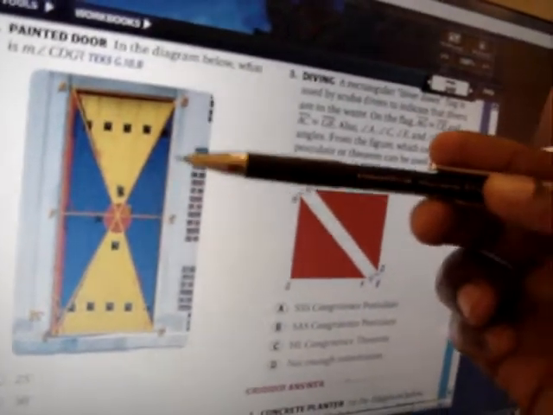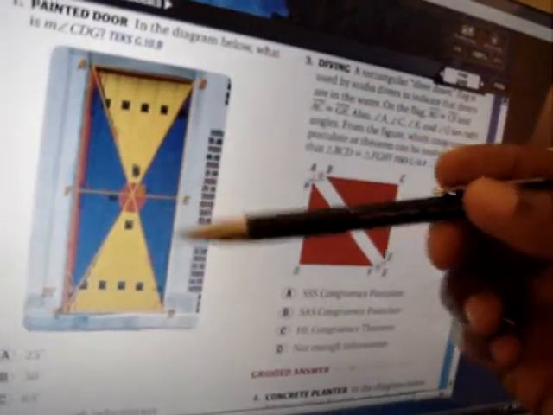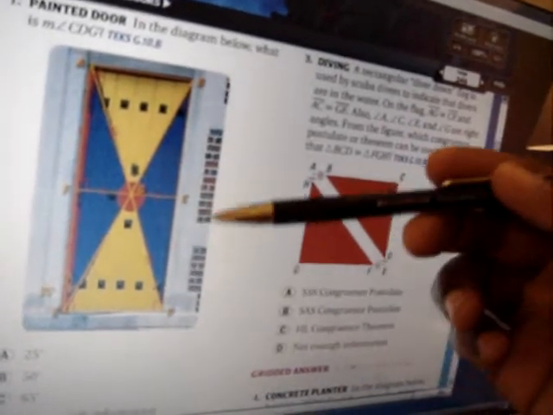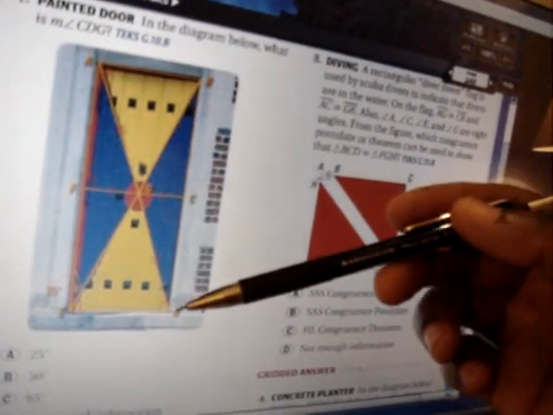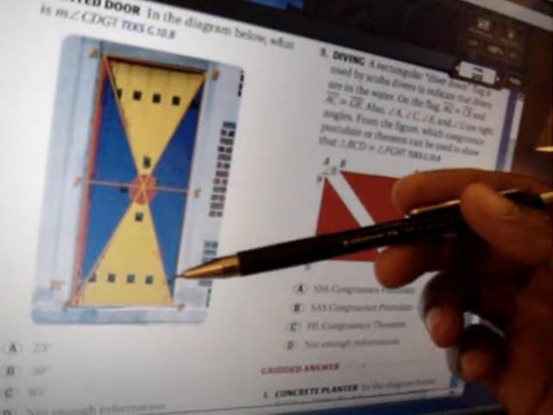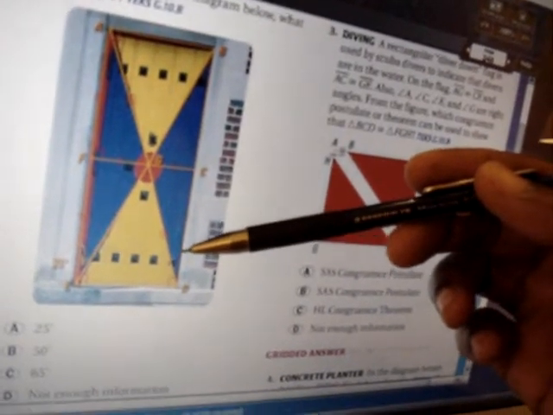Rachel, I found a quicker way to solve this problem. You are supposed to find this angle, the angle CDG, which is this small angle in the corner here.